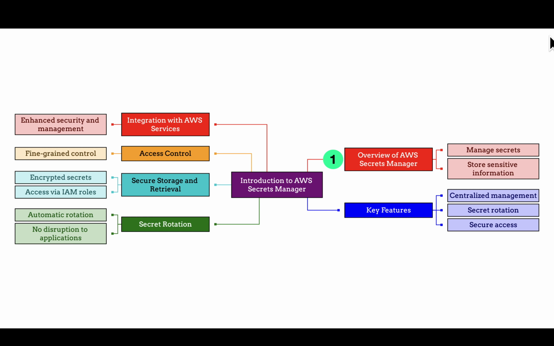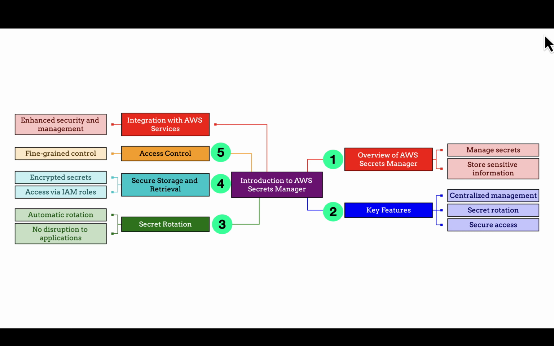1. Overview of AWS Secrets Manager, a service to manage, retrieve, and store sensitive information like database credentials, API keys, and other secrets. 2. Key features include centralized management, secret rotation, and secure access to sensitive information. 3. Secret rotation enables automatic rotation of secrets without disrupting the application. 4. Secure storage and retrieval: secrets are encrypted and can be accessed securely using IAM roles and policies.